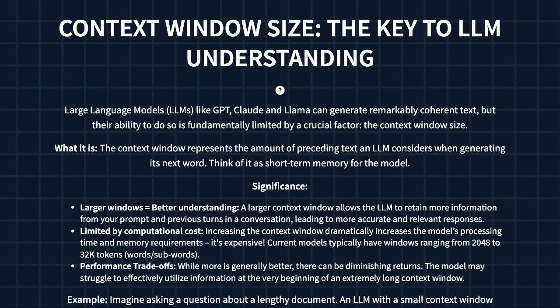Okay, let's talk about something really important when it comes to these huge language models: their memory, specifically what we call the context window. Basically, this is how much of the conversation or document an LLM can actually remember and consider at any given time. A bigger window means the model has a better grasp of everything you've been discussing, leading to more accurate and relevant responses. However, increasing that window comes with a big cost. It requires significantly more computing power, making these models slower and more expensive to run.